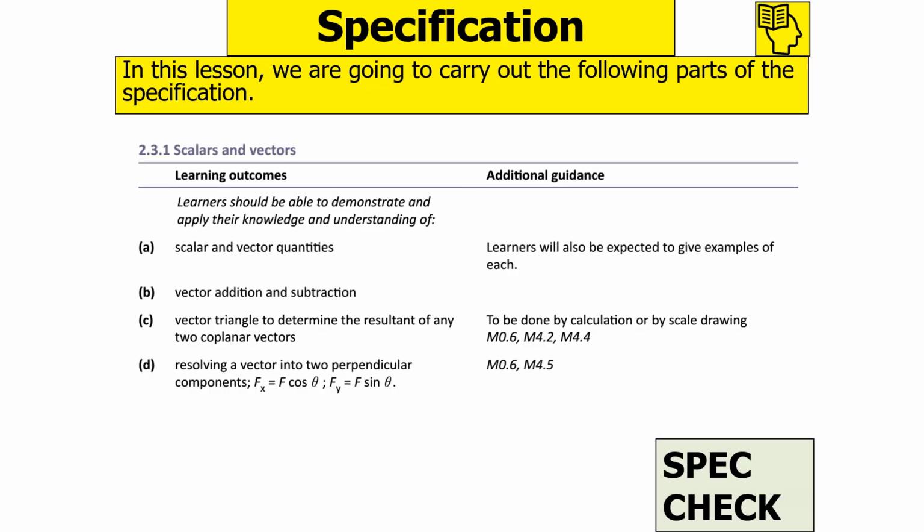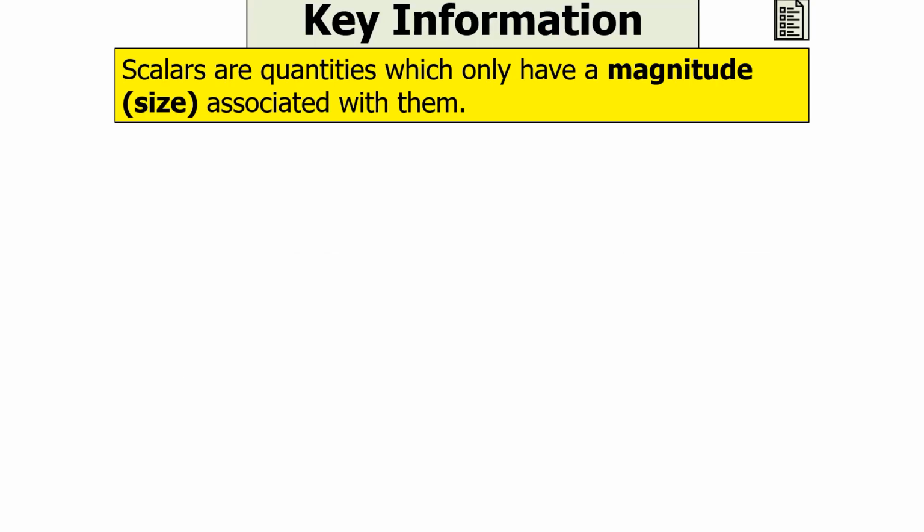So in today's lesson we're going to be looking at the following parts of the OCR A-Level Physics specification. We're going to be looking at 2.3.1 scalars and vectors. So we're looking at scalar and vector quantities, vector addition and subtraction, and vector triangles to determine the resultant of any two coplanar vectors. So, scalars are quantities which only have a magnitude or size associated with them.